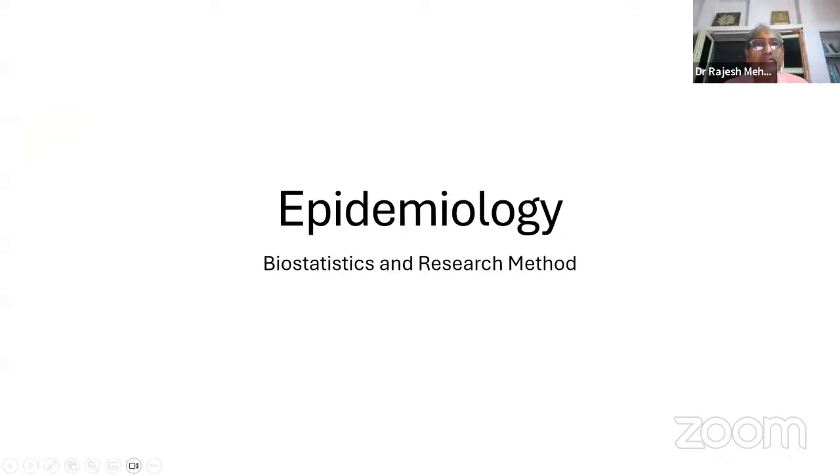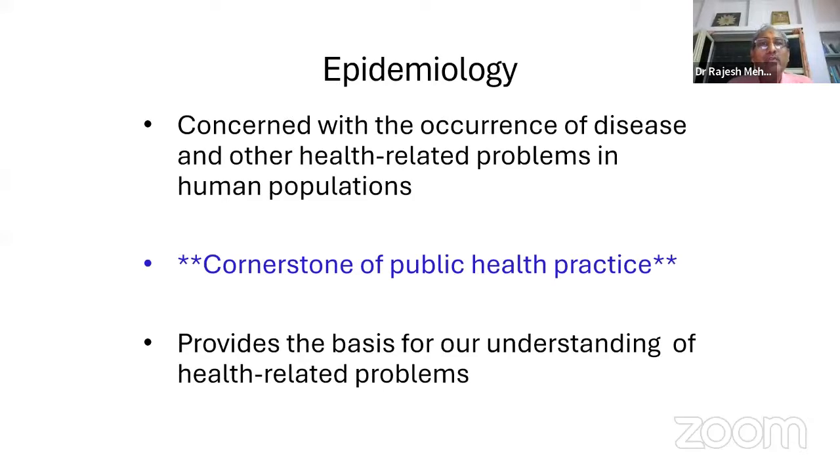So basically, we are talking about three things together: epidemiology, biostatistics, and research method. Epidemiology, as we discussed previously, is concerned with the health-related problems or health-related events that we are studying in terms of the distribution and determinants. There's time, place, and person, and why and how. And this is the basis for public health practice.